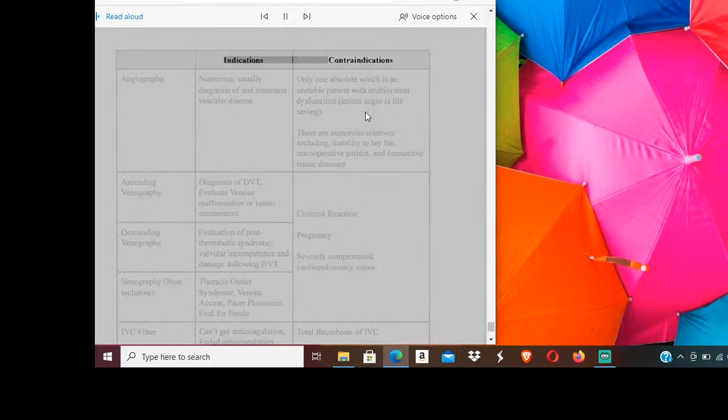Contraindications. Angiography: numerous, usually only one absolute, which is the diagnosis and treatment of an unstable patient with multisystem vascular dysfunction, unless angio is life-saving. There are numerous relatives including inability to lay flat, uncooperative patient, contrast reaction, and connective tissue diseases.